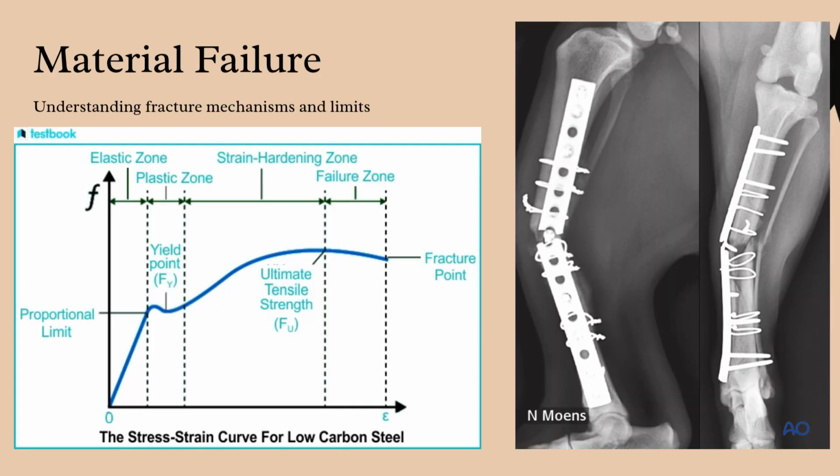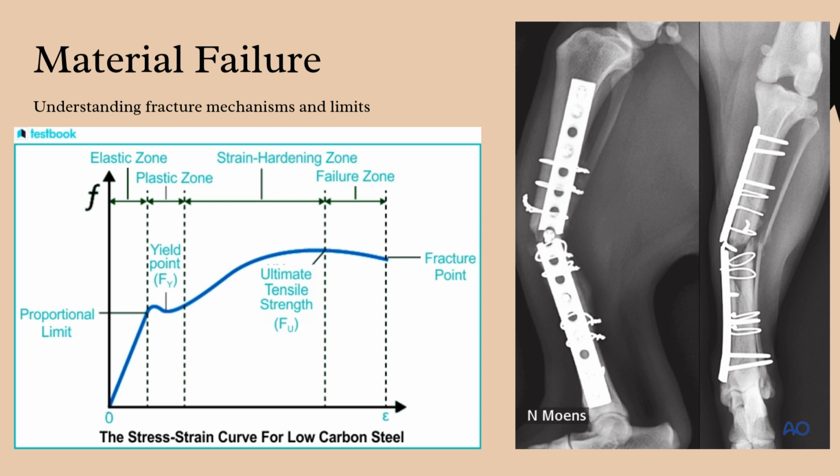Material failure in biomechanics refers to the point at which a material cannot withstand stress and yields to deformation or fracture. It encompasses concepts such as ultimate strength, breaking point, and fatigue failure. Recognizing these factors is crucial for effective fracture treatment, allowing for the development of robust fixation methods tailored to withstand expected loads.